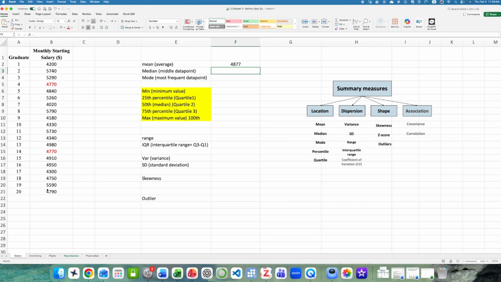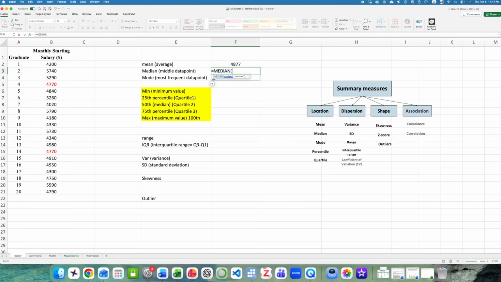For this data, the average is $4,877. This means on average, graduates start around this salary. Next is median. Median is the middle value when salaries are ordered. So in Excel, we use the median function.